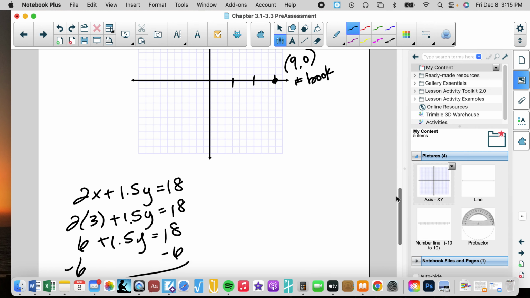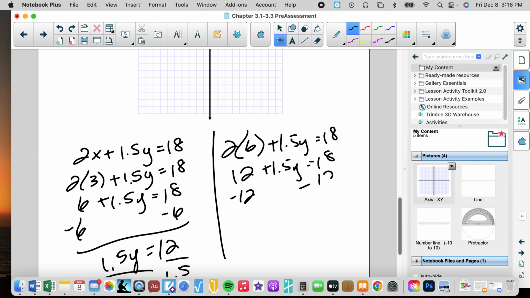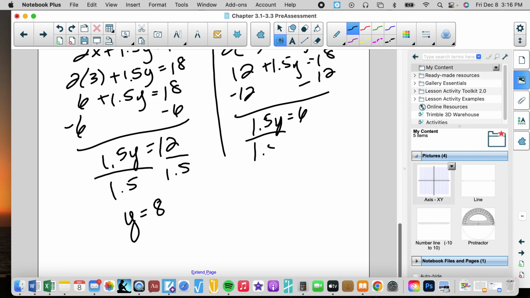And then let's do 6. I know my inputs were correct. 2 times 6 plus 1.5y equals 18. That's 12 plus 1.5y equals 18. Minus 12, minus 12. 1.5y equals 6. Divide by 1.5. And we get 2.